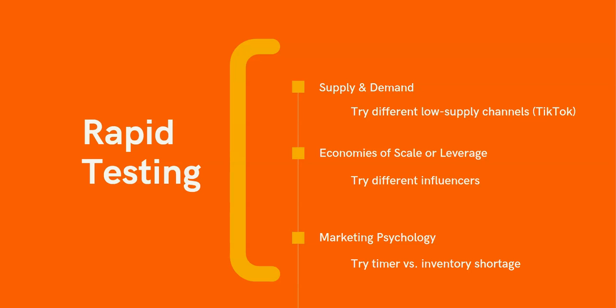The last principle, marketing psychology. You can try different tactical elements. For example, a timer to create time scarcity. See if that outperforms or underperforms another form of scarcity, such as showing inventory shortages.